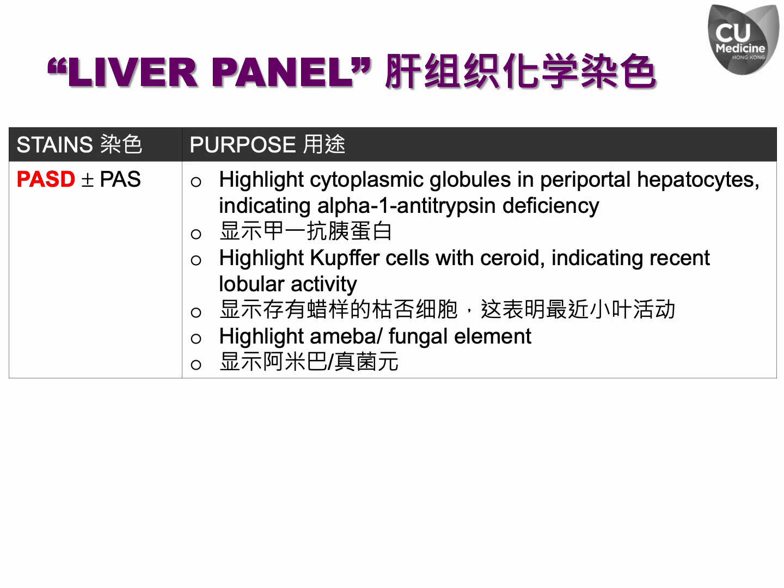PAS stain's role in liver biopsy assessment is relatively restricted and not always part of routine testing. While it highlights glycogen content in hepatocytes, glycogen's high solubility can lead to inconsistent staining outcomes. Additionally, it may assist in detecting microorganisms like Entamoeba histolytica.